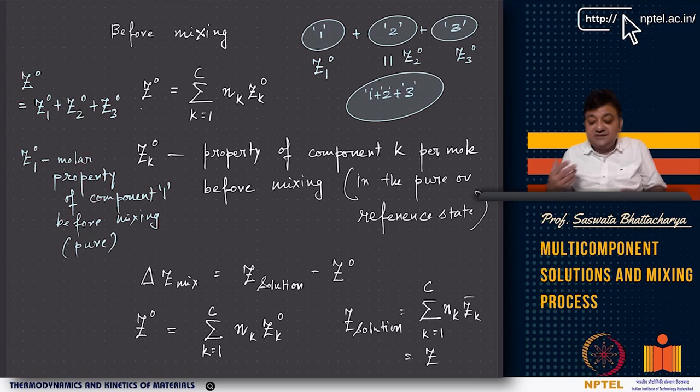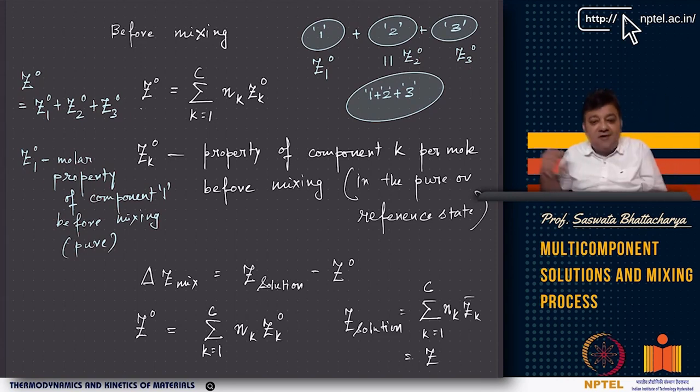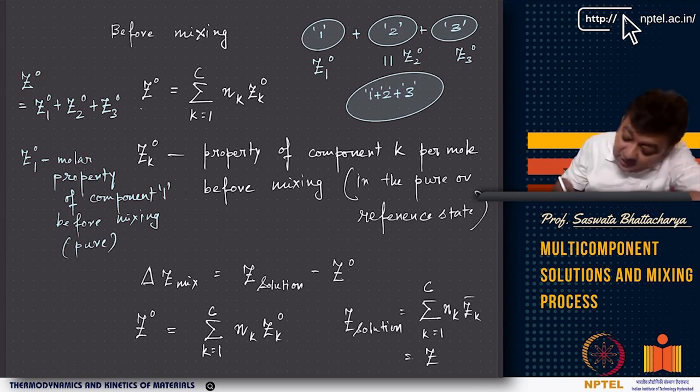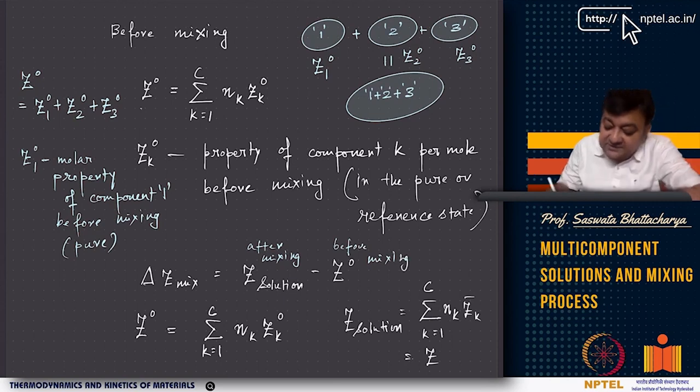If you sum it up, then what you get is Z0, and Z0 is an extensive property of the mixture when we are not taking into account any mixing. So Z0 is the sum of properties of pure components 1, 2, 3 and so on, weighted by the mole number of each component, right? So that is Z0. Now Z solution is after mixing, and this is before mixing, right? This is before mixing, this is after mixing.